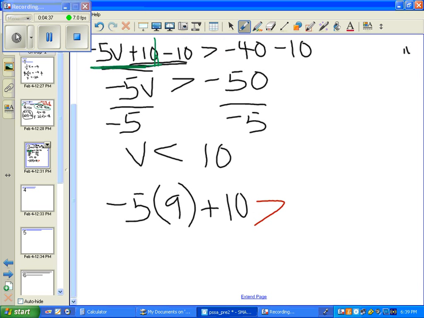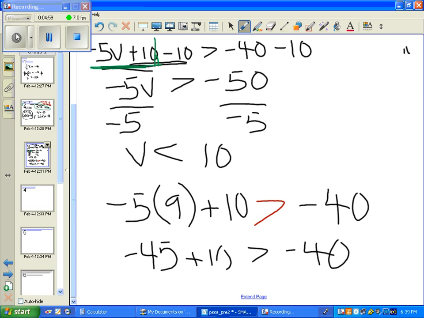Question is, is that greater than negative 40? Okay, so we got negative 45. And we're going to add 10 to it. Question is, is that greater than negative 40?